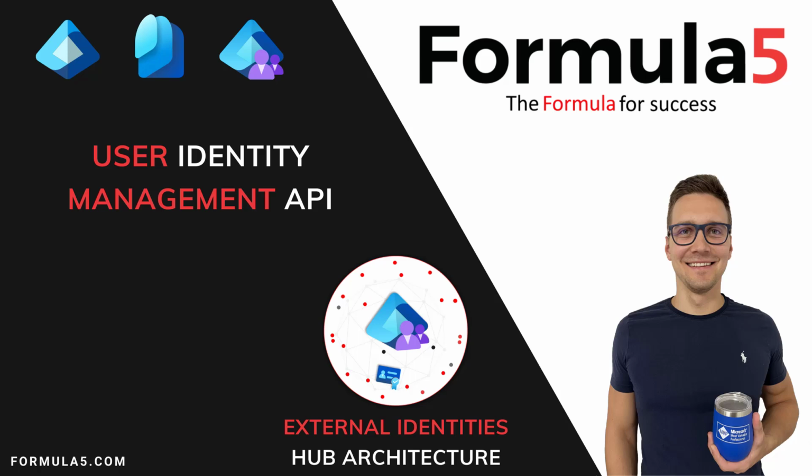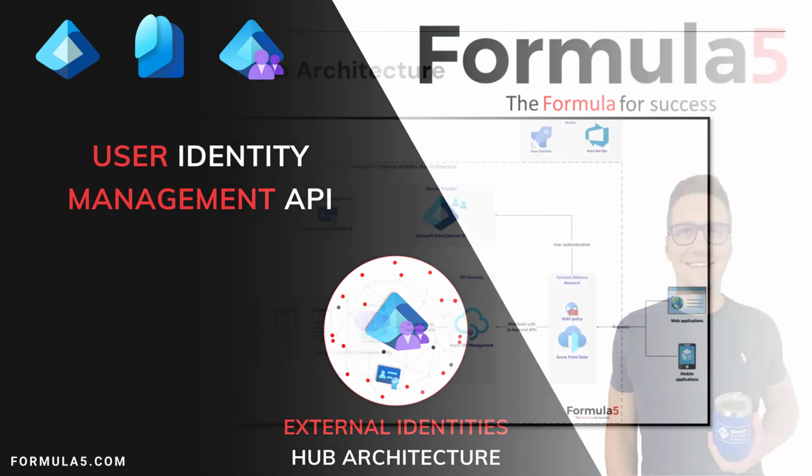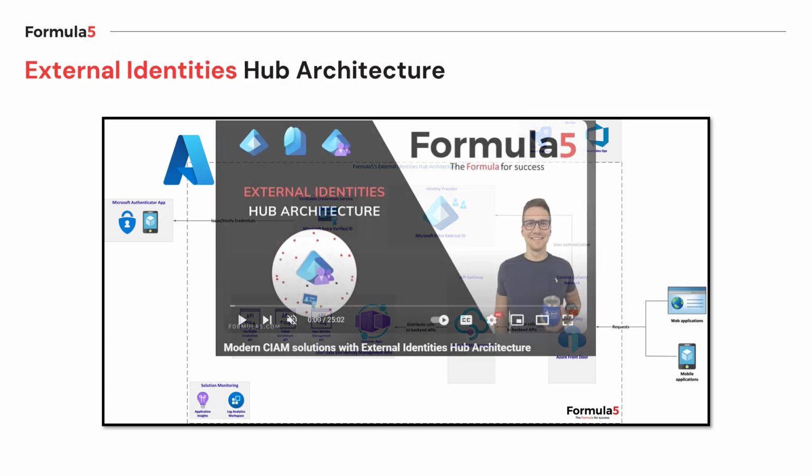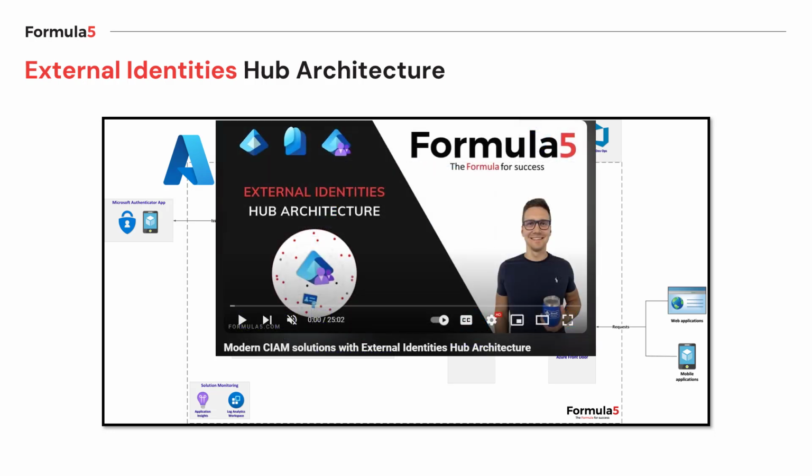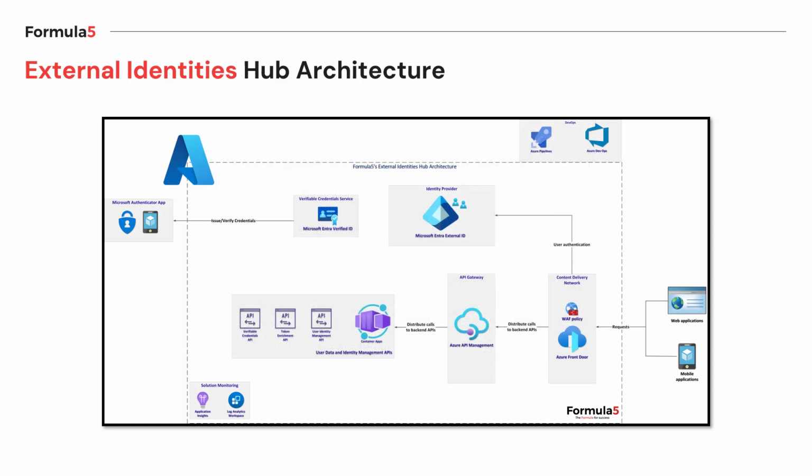In this video, I would like to talk about User Identity Management API, which is one of the components in Formula 5's External Identities Hub Architecture. If you didn't have a chance to watch my first video from this series, I strongly recommend watching it, because in that video I explain all the concepts and components in External Identities Hub Architecture. In this specific video, we are going to talk about User Identity Management API, which is one of the components available in the External Identities Hub Architecture.